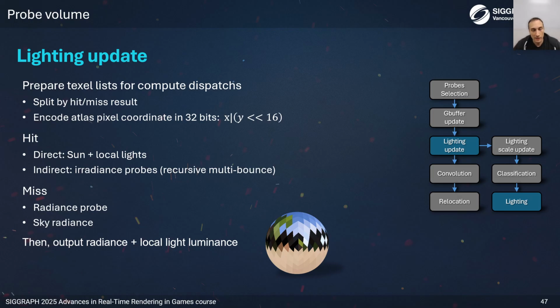At the end, we're going to output two values: the computed radiance, but also just the local light value. This way, when doing the convolution, we're going to end up with an average radiance for the probe, but also an average local light illumination, and those values will be helpful to rescale the lighting for the probes that are not being computed.